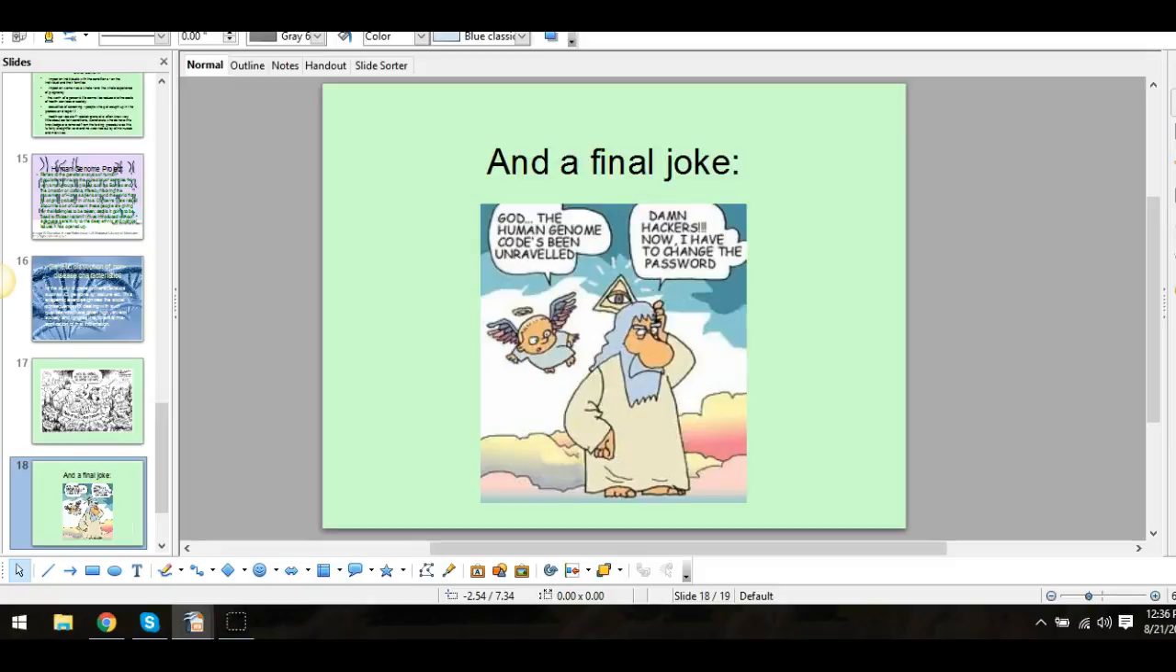And a final joke: there's a picture of God and a little angel flying around his head, and the little angel says, God, the human genome code has been unraveled. And God says, damn hackers, now I have to change the password.